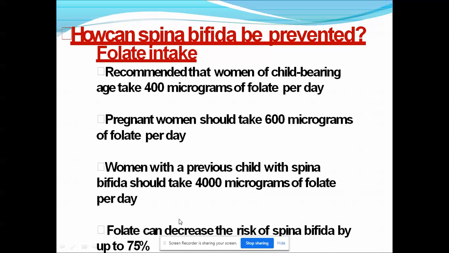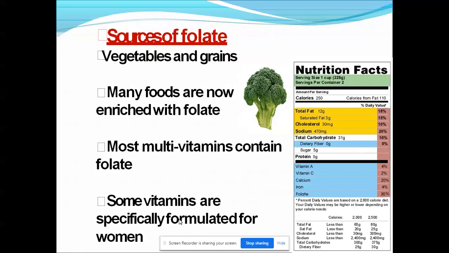Folate can decrease the risk of spina bifida by 75%. So if they are taking this regular folate intake, then the risk of spina bifida can decrease up to 75%. So you have to improve your nutrition and diet also. So you should not rely only on the tablet. You should take vegetables and grains. Many foods are enriched with folate. Most multivitamins contain folate and some vitamins are specifically formulated for women. So we have to see that they are maintaining a proper, healthy diet.